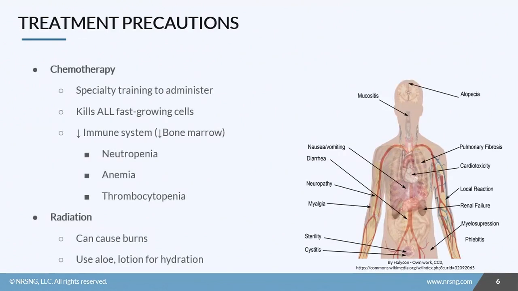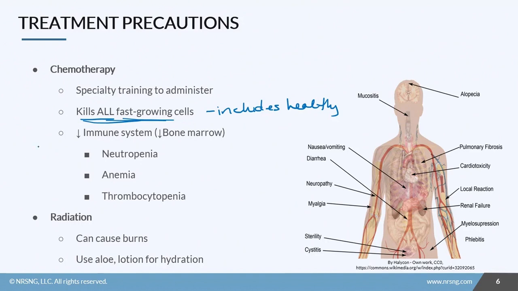Now, finally, we just want you to be aware of some precautions with cancer treatments. Chemotherapy does require specialty training to administer, so you don't need to know those details. Just know that it's considered a biohazardous chemical and it has to be handled and disposed of carefully. Remember that chemotherapy works by killing all of the fast-growing, fast-multiplying cells like cancer cells, but that includes healthy, fast-growing cells like hair and mucous membranes. So we want to consider that patients are going to have a lot of symptoms as far as that goes. It can also cause damage to nerves, or there are local reactions wherever we inject the chemo.